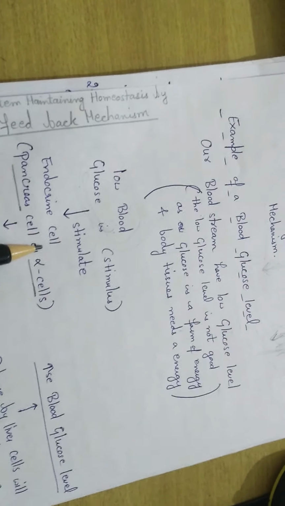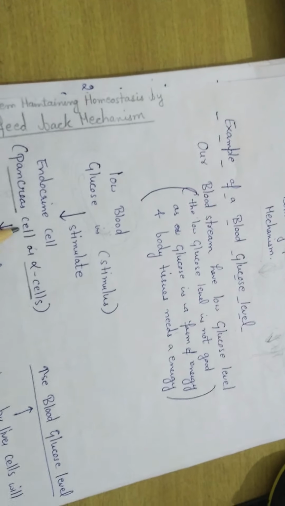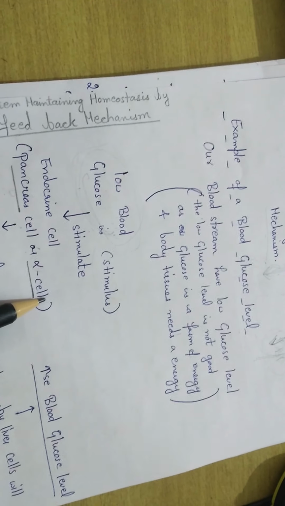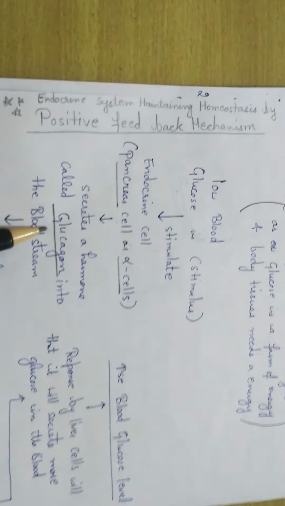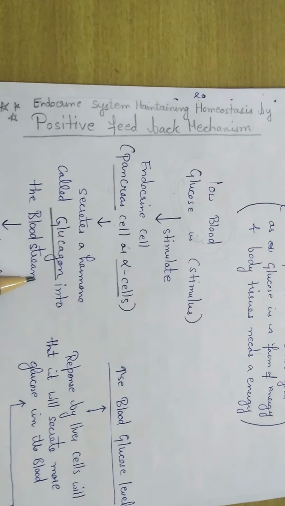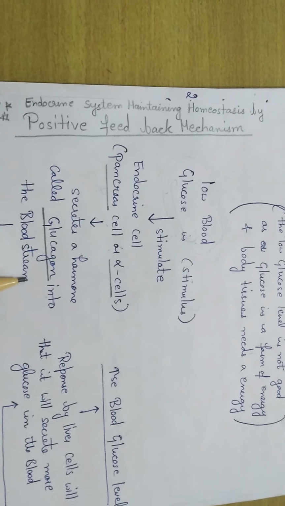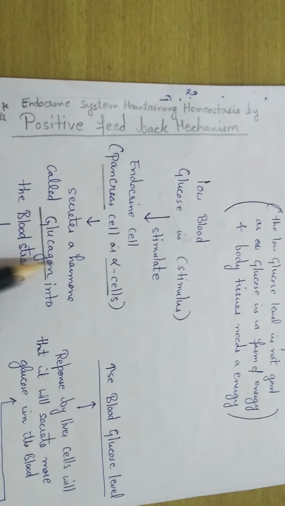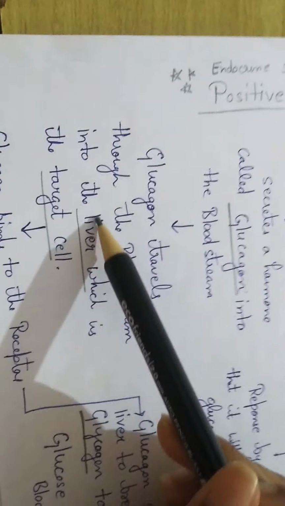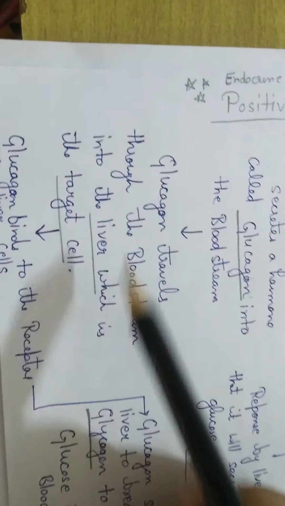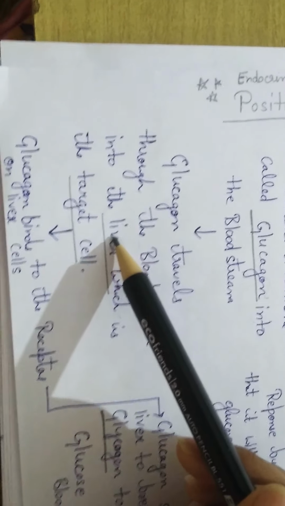Now the endocrine cell, where? The pancreas cell, or alpha cell, will secrete one of the hormones, known as glucagon, into the bloodstream. Now what is the function of glucagon? It basically increases the glucose. So glucagon will travel through the bloodstream to the liver, which is basically the target cell.